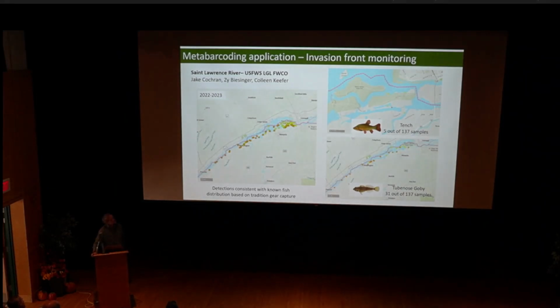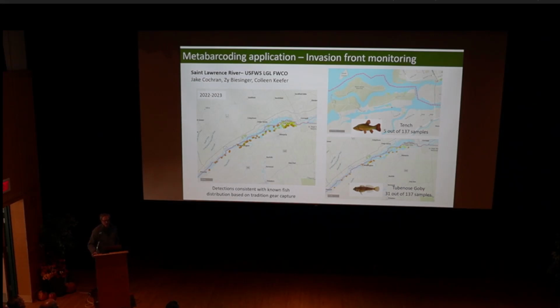So this is an example of invasion front monitoring we're doing in the St. Lawrence River. This is a service-based project of the Lower Great Lakes Fish and Wildlife Conservation Office. And this is up in Massena, New York, in the St. Lawrence there. And the main interest there was tench. So we know the invasion front of tench is somewhere in that area. So we are seeing some tench detections up here.